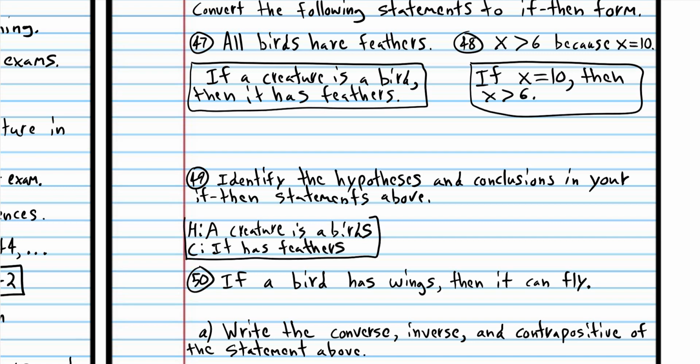That's for number 47. Now let's do the hypothesis and conclusion for 48. Go ahead and try that. And when you come back, we'll do it together. All right, we're back. The hypothesis is x is equal to 10. And the conclusion is x is greater than 6.